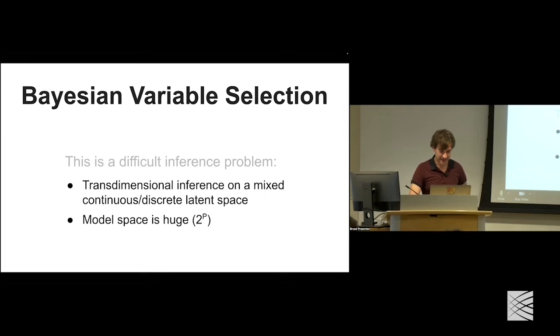Okay, so needless to say, this is a difficult inference problem. It's transdimensional because the dimensionality of beta depends on gamma, right? So as we move around in the space, the dimension of the space is actually changing. So that makes it hard. It's also a mixed continuous-discrete latent problem, because we have both continuous and discrete latent variables. And as I've emphasized many times, model space is very large. So a priori, this is very difficult.